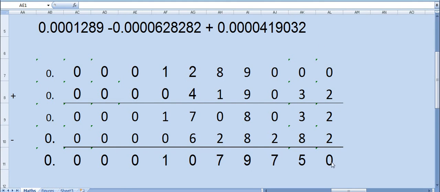See here, this 0 can be ignored. After the point, if there is any 0 at the end, that need not be taken.